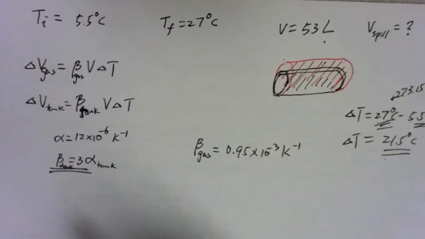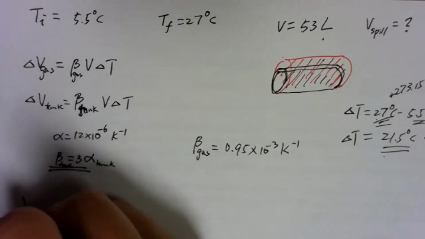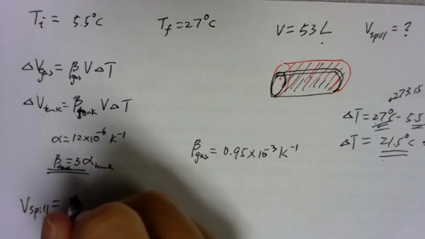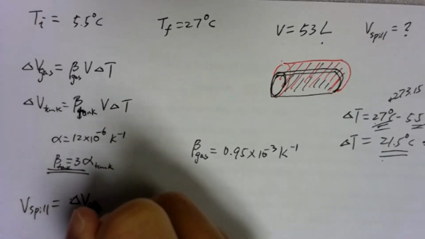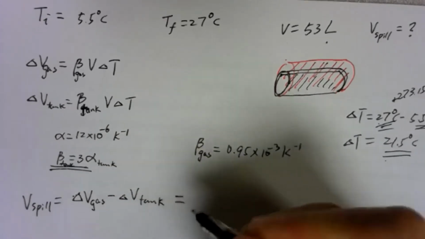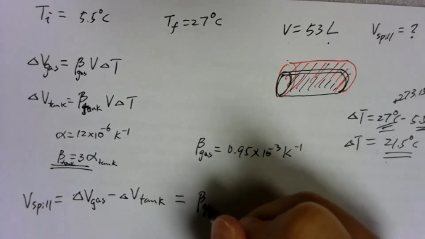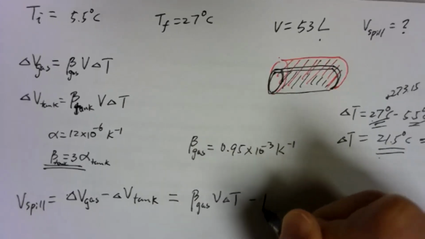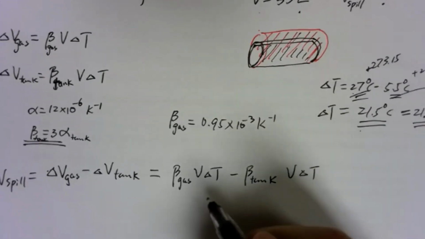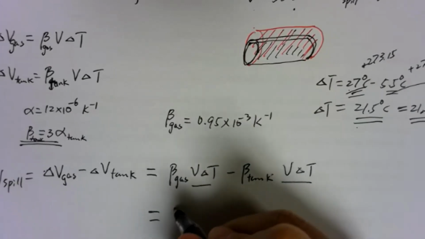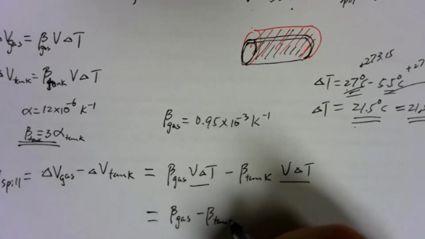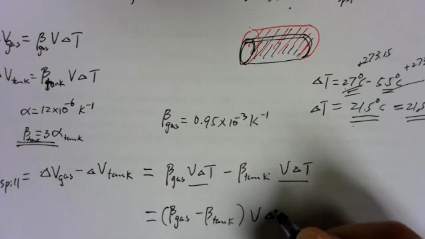So the spill of the gasoline, V spill, should be equal to the expanded amount of the gasoline minus the expanded amount of the tank. This will give you beta of gas V delta T minus beta of tank V delta T. V delta T and V delta T are the same, so it basically will be beta of gasoline minus beta of tank, times V times delta T.